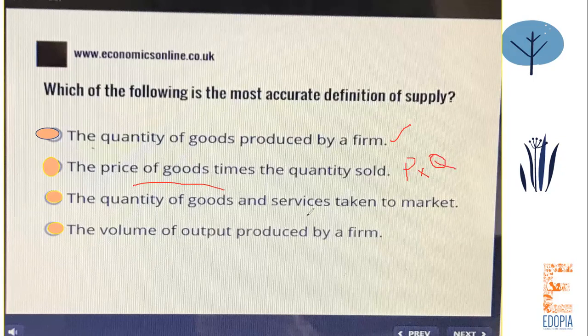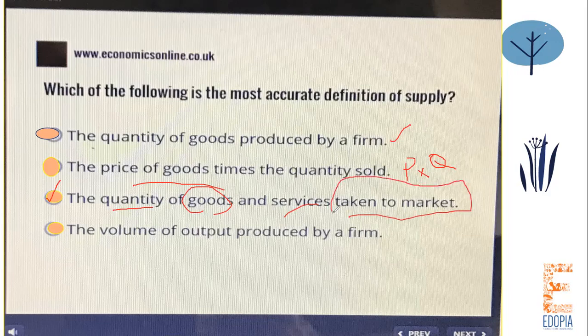There's a quantity of goods and services taken to the market, and volume of output. This is the right definition of it, because it is first the quantity of goods and services. This last part is the most important one, that it is taken to the market. It's not something where you just produce and keep piling up, but you are taking it to the market as well. So that completes the definition.